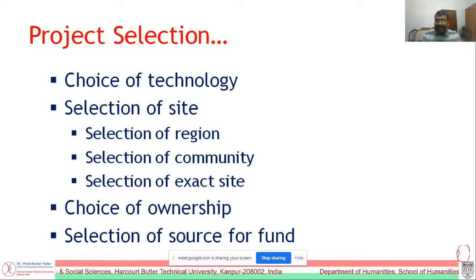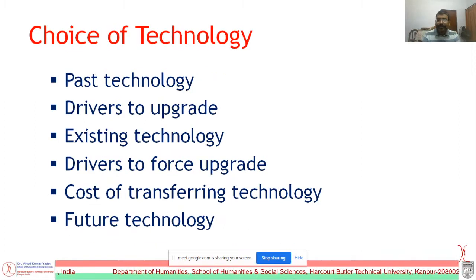Another point is selection of sources of fund. In the second unit, we have also discussed sources of funds, and in the fourth unit we will discuss financial management, and in that we will discuss the sources of fund. So being concerned about all these selections for your project is very important. We will discuss all these in coming lectures.